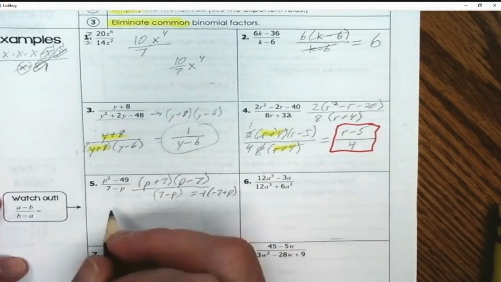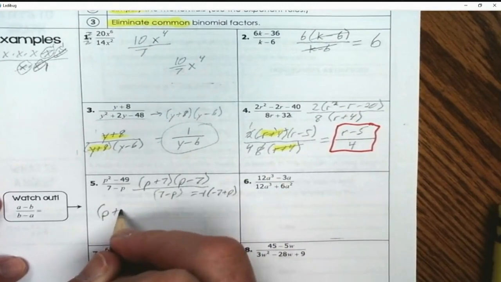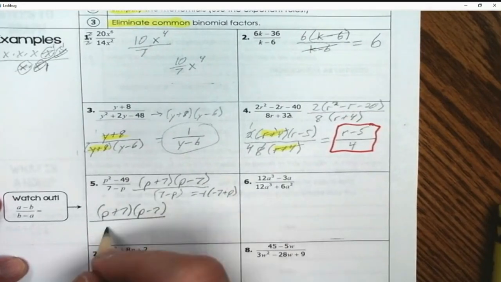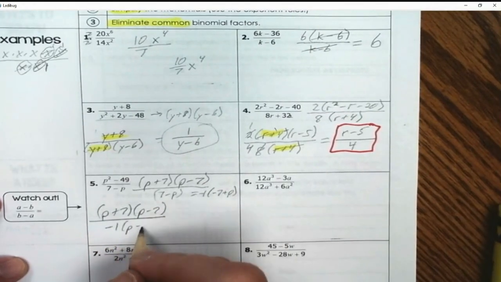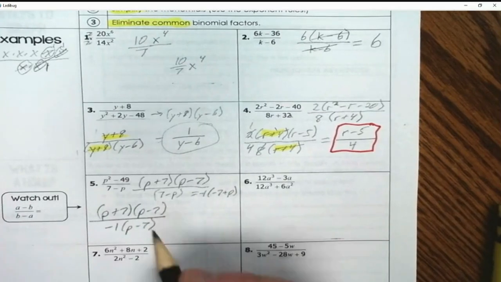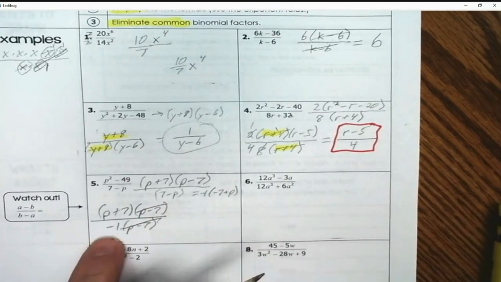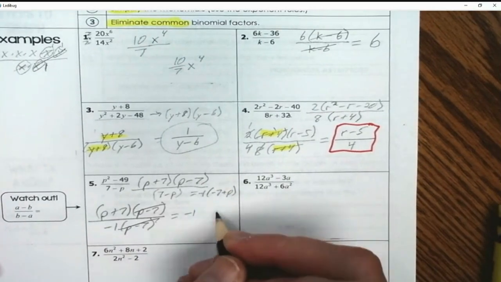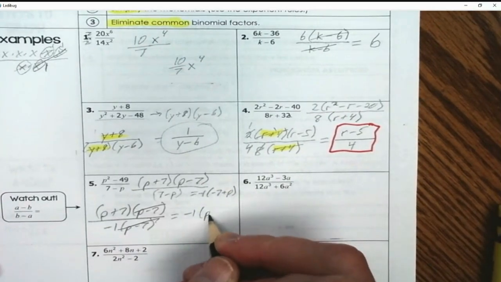So if I do that, this can become negative 1 times p minus 7. Now they're the same thing because we factored out negative 1. So this is the same as negative 1 times p plus 7.